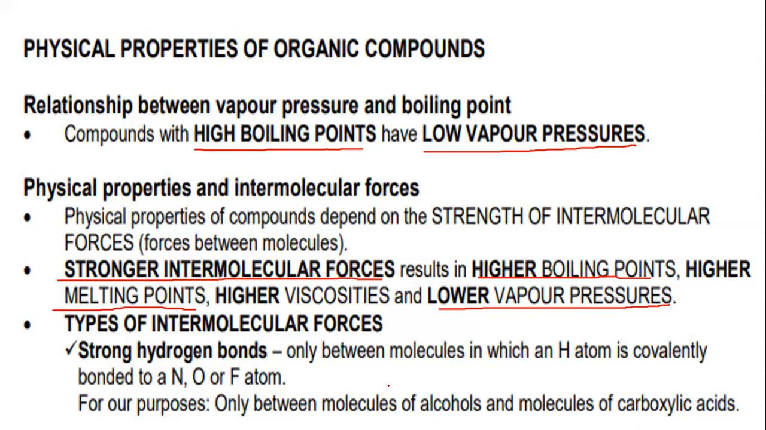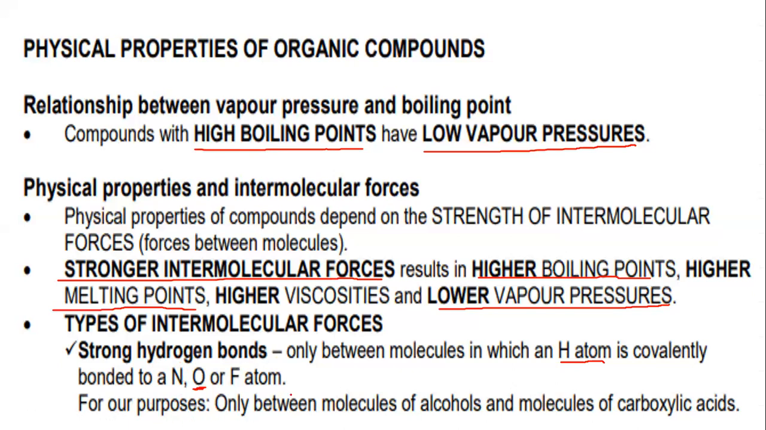Now, strong hydrogen bonds, you only get them between molecules in which a hydrogen atom is covalently bonded to a nitrogen atom, an oxygen atom, or a fluorine atom. But for our syllabus, we are going to look at those hydrogen bonds that we will be getting in alcohols and carboxylic acids, because we don't deal with those molecules where we have nitrogen atoms and fluorine atoms.